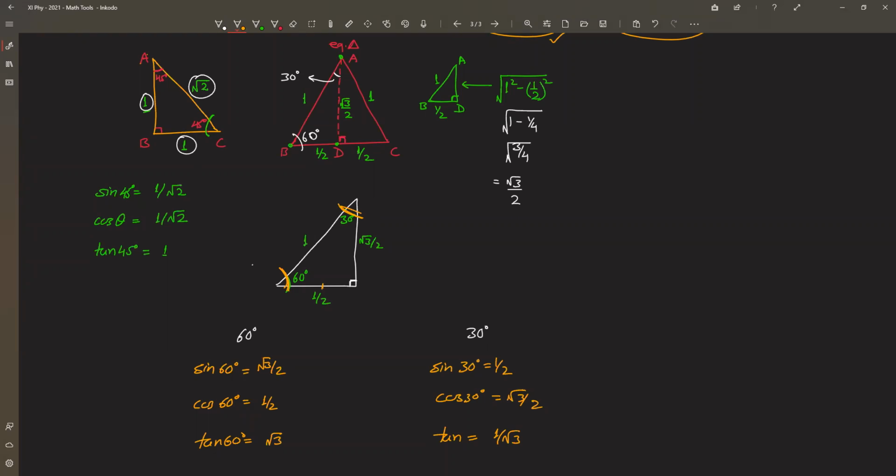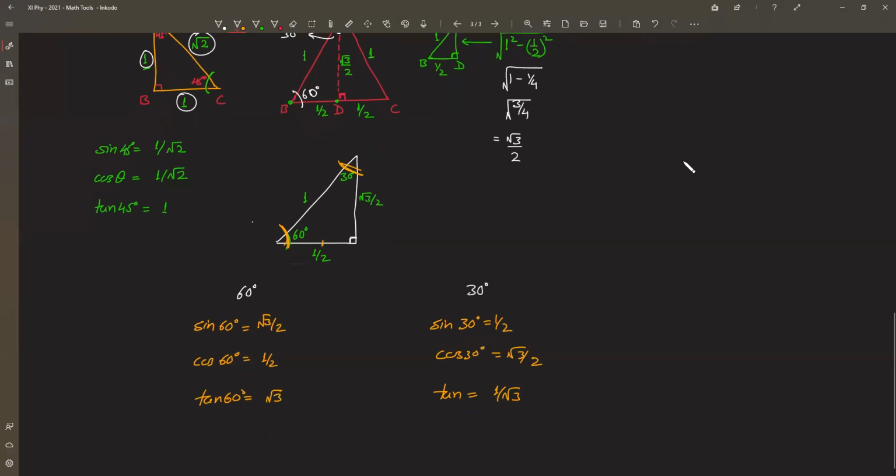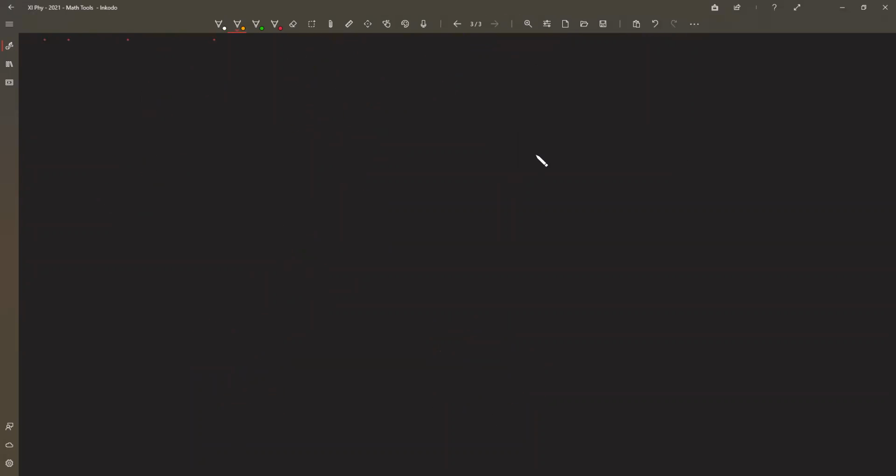So this is how you find the ratios of very common angles like 30 degree, 45 degree and 60 degree. Now there are two more important angles actually, that is 0 degree and 90 degree. So we should know what will be the value of these three different ratios for 0 degree and 90 degree as well. Now how to do that?